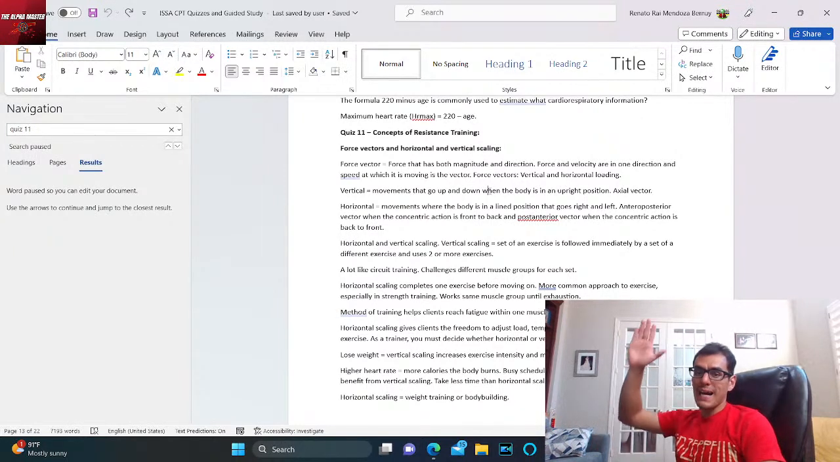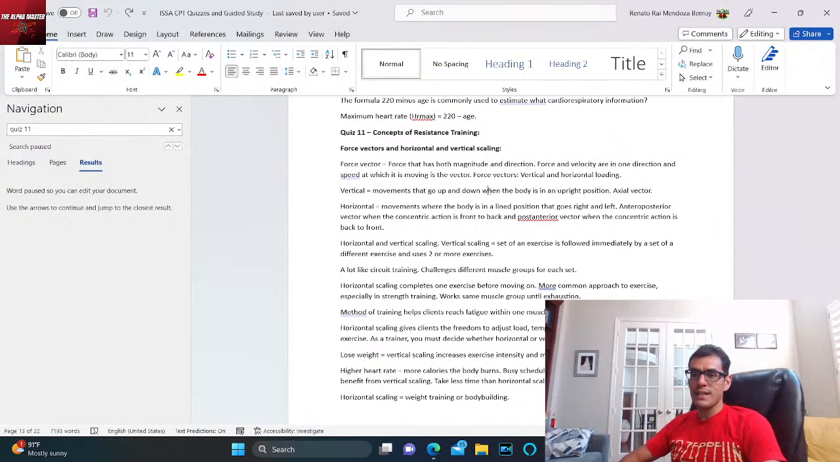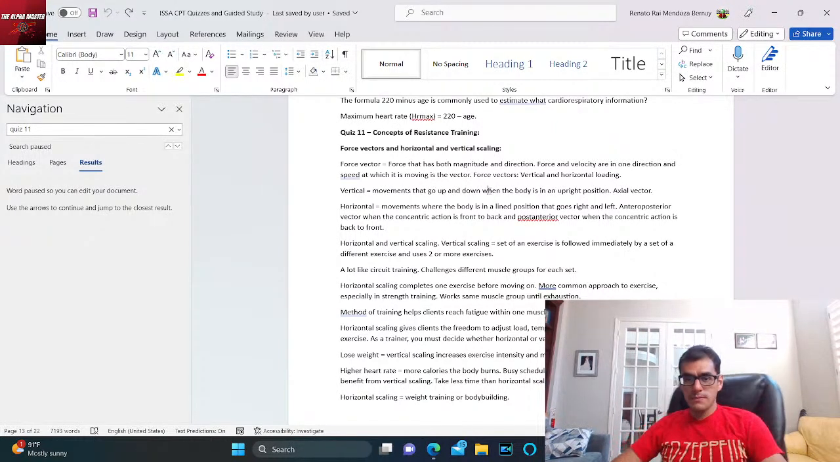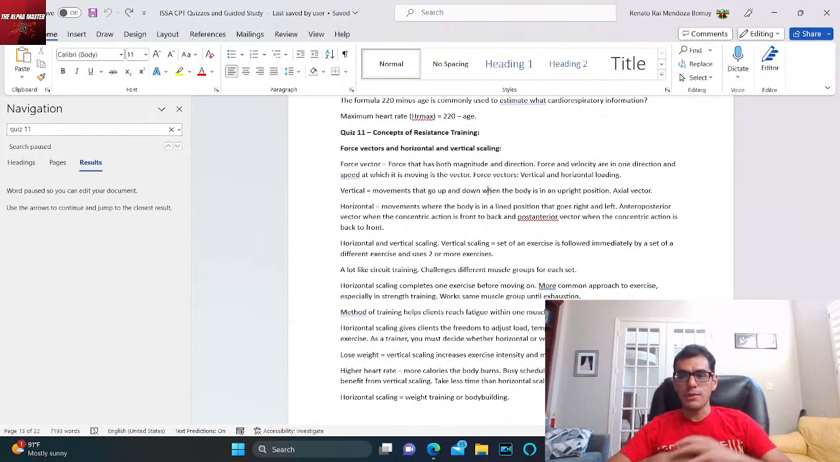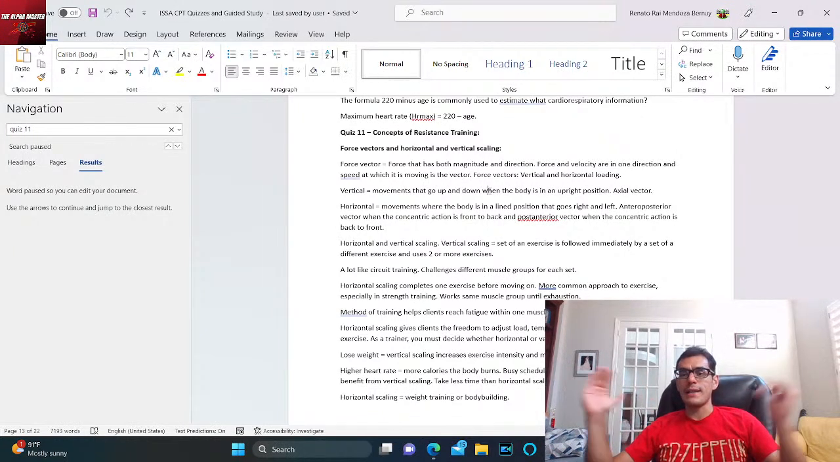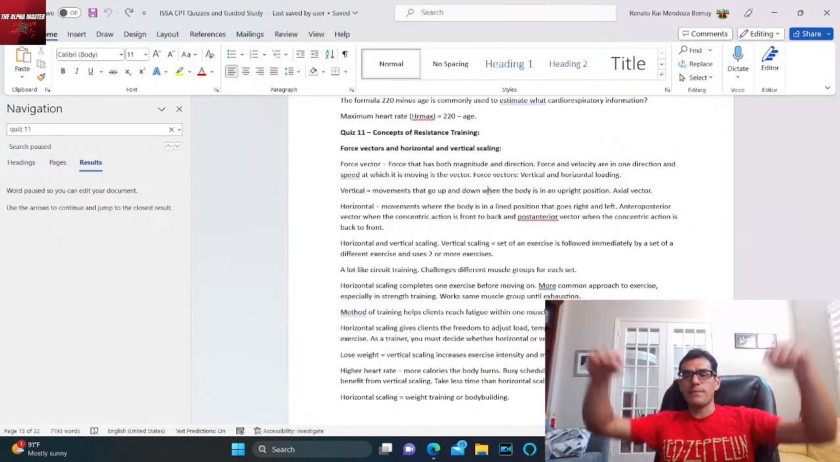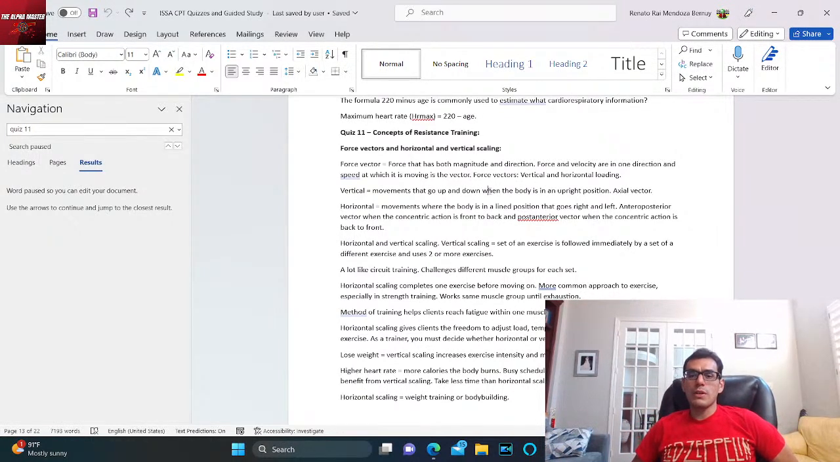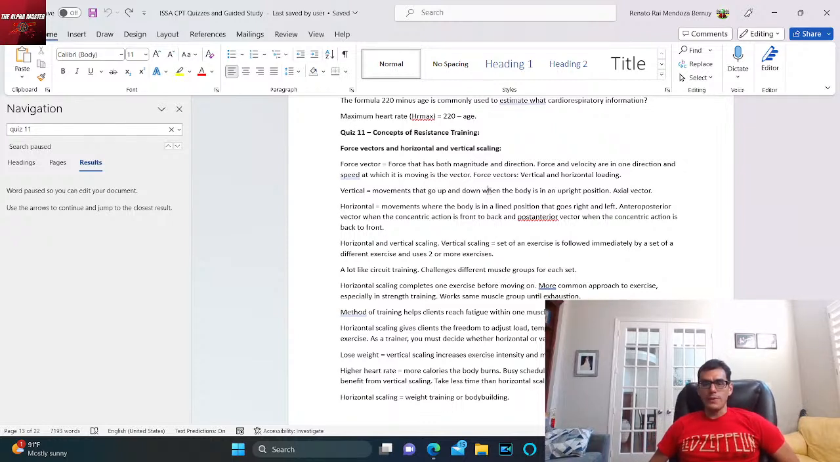Vertical is going to be movements that go up and down when the body is in an upright position, an axial vector. Horizontal is movements where the body is in a lying position that goes right and left. Anterior-posterior vector is when the concentric action is front to back, and posterior-anterior vector is going to be when the concentric action is back to front.